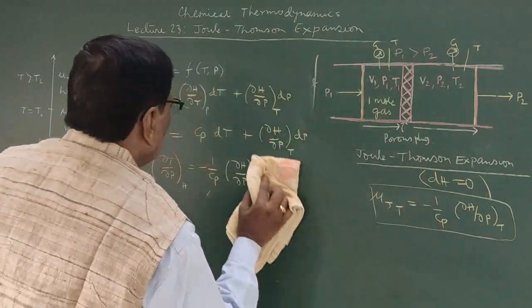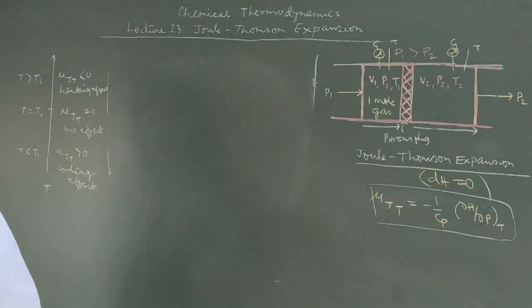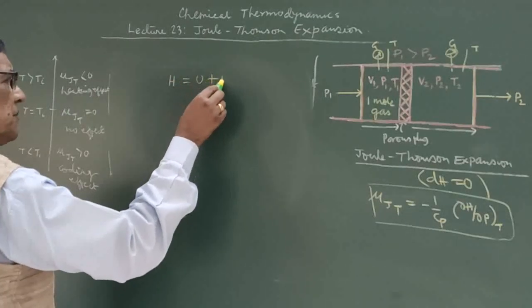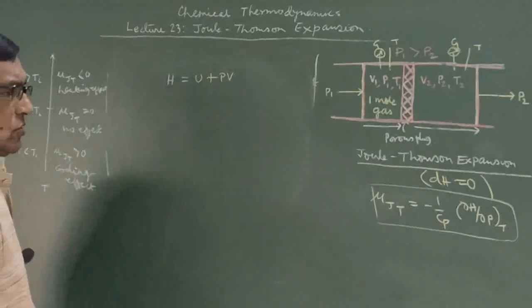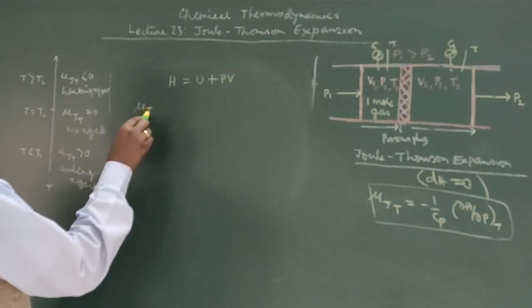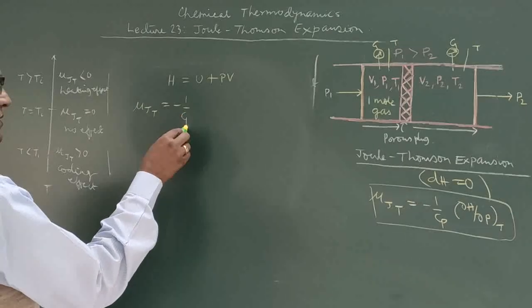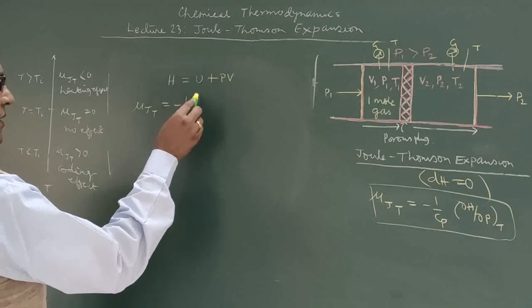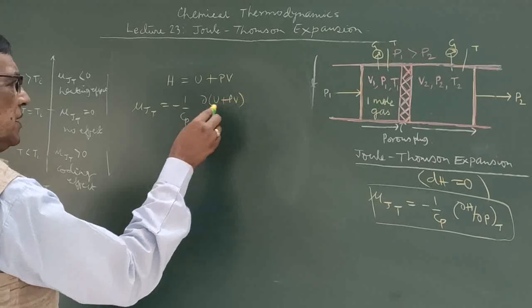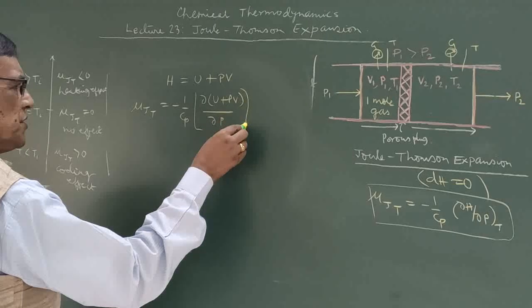Now I can write H equal to U plus PV. So here if we put, then μJT equal to minus 1 by Cp, and here (∂(U+PV)/∂P) at a constant temperature.